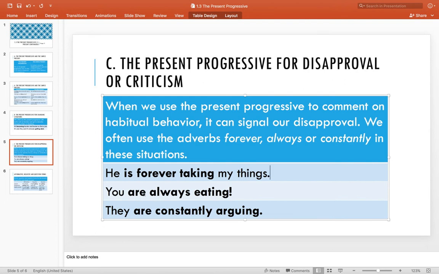Okay, when you say the present progressive, you're always eating, it means you're eating all the time. And I use the present progressive to show that I really am surprised and I really don't think you should eat so much. They are constantly arguing, means all the time, and it has a feeling of criticism, that there's something wrong. I can say they argue all the time. That's perfectly correct with the simple present. But I can use this present progressive to emphasize that there's something wrong, there's something bad about it. They shouldn't argue all the time.